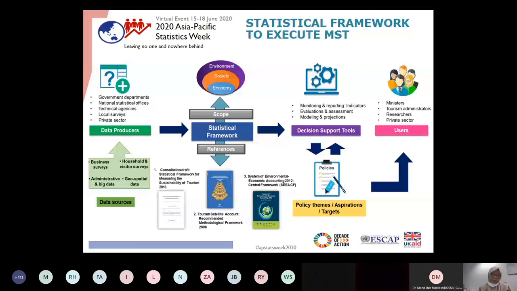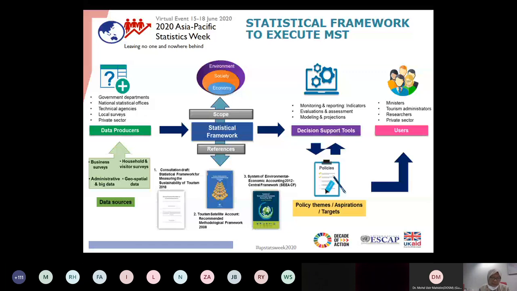For your information also, the MST development scope refers to three key areas, namely economic, environment and social. The related reference materials are the consultation draft statistical framework for measuring the sustainability of tourism by UNWTO, the tourism satellite account recommended methodological framework by UNSD, and the System of Environmental-Economic Accounting Central Framework, SEEA CF, by the United Nations New York.